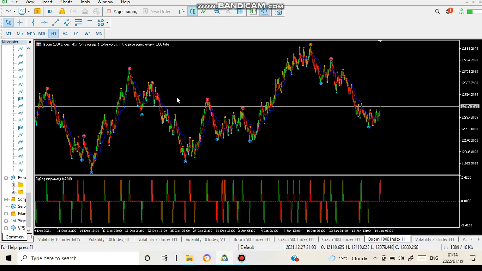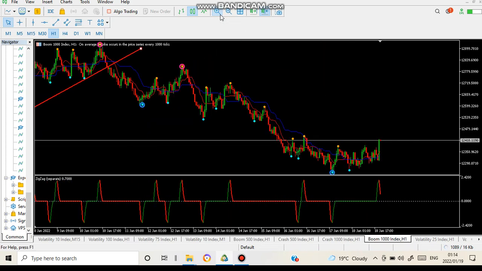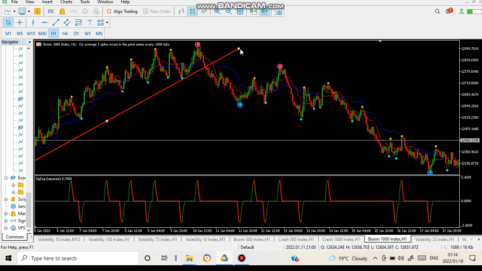So over here, we can actually see that the market was trending in a downtrend. Now that we know that the market is trending in a downtrend, what are we supposed to do? We are supposed to scale down to a lower time frame, and once we scale down to a lower time frame, we are going to look for entries.